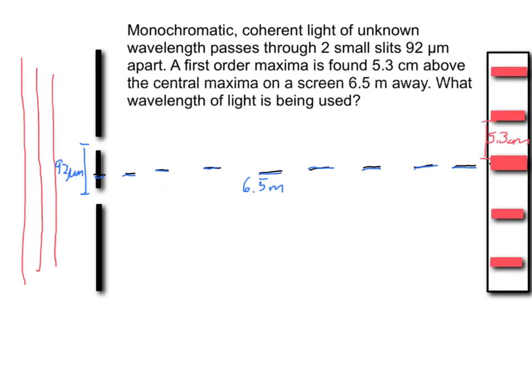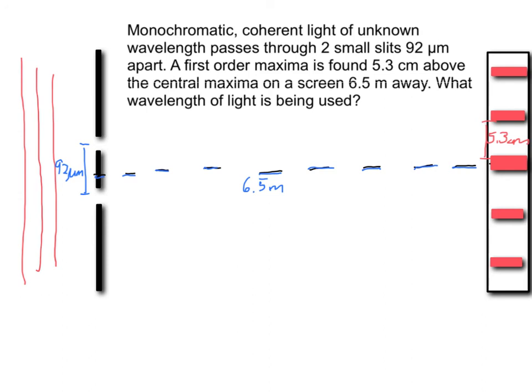So let's do a simple example problem with this. This is really a plug-and-chug problem. Some of the more interesting ones are asking about wavelength, but that's also pretty straightforward whenever you recognize that with constructive interference, you're going to have whole number wavelength path differences. Destructive, you're going to have half wavelength path differences. So here we have monochromatic coherent light coming in, passing through slits. The slits are 92 micrometers apart, and the first order maximum is 5.3 centimeters above the central maximum.